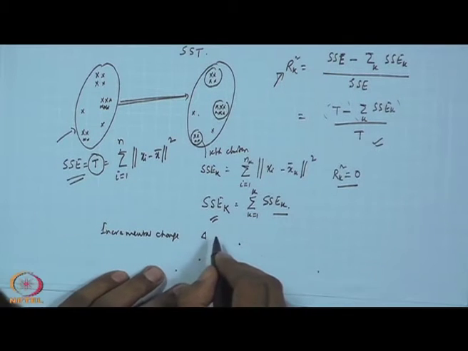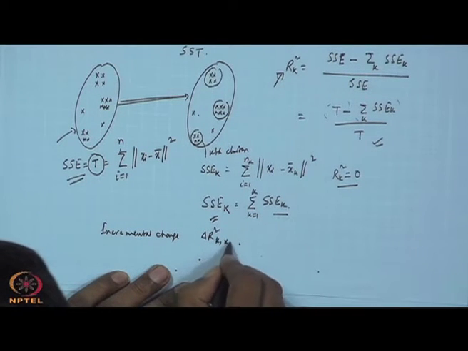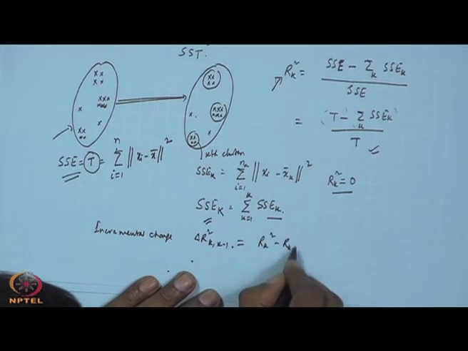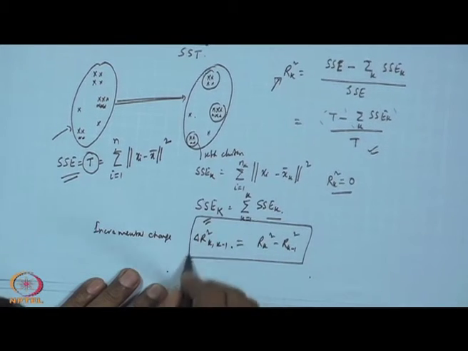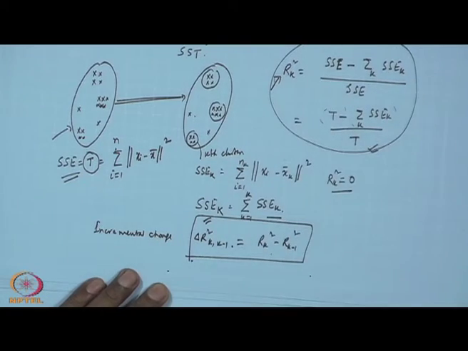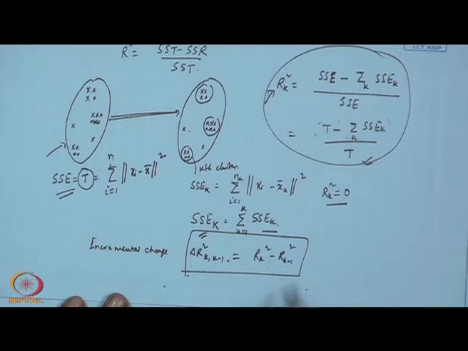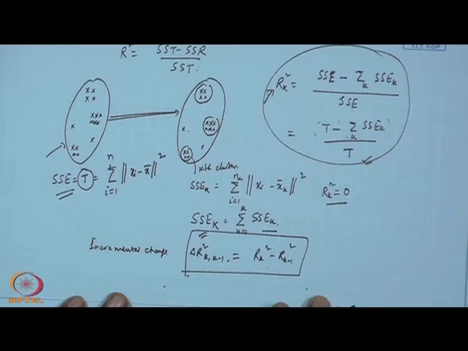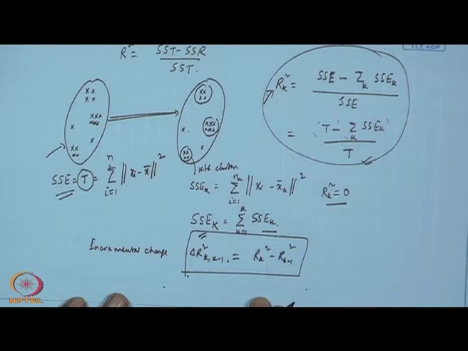If I go from K to K minus 1 cluster, then this change is Rk square minus Rk minus 1 square, where Rk square or Rk minus 1 square will be computed using this formulation. If there is a sharp change, a sharp decrease, then that means maybe that is the point where we can stop, that this many clusters are required.